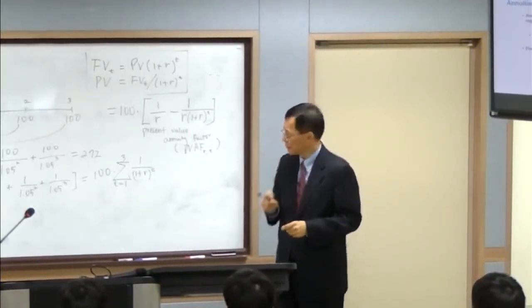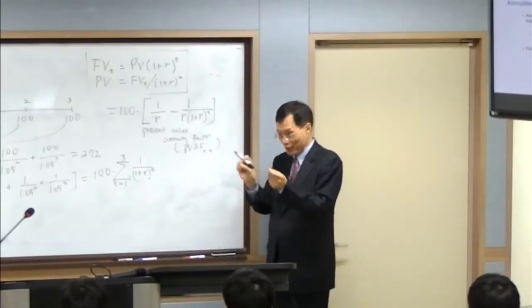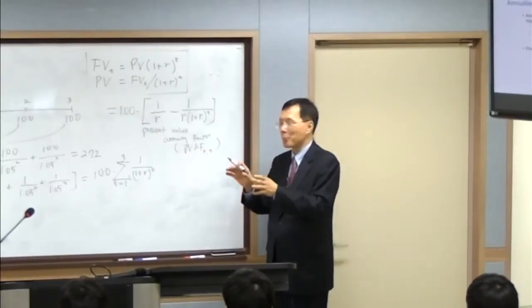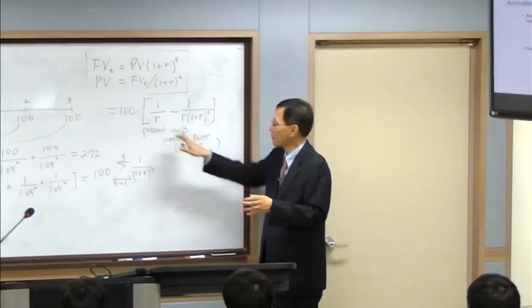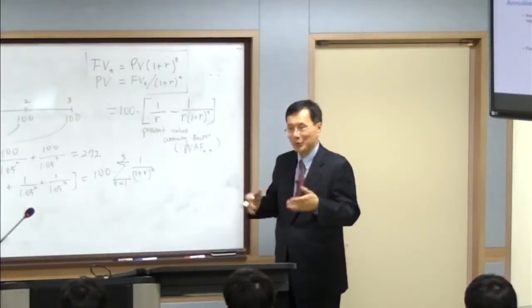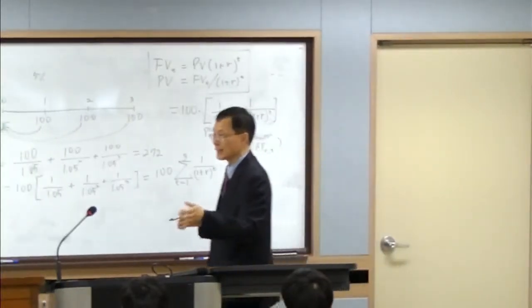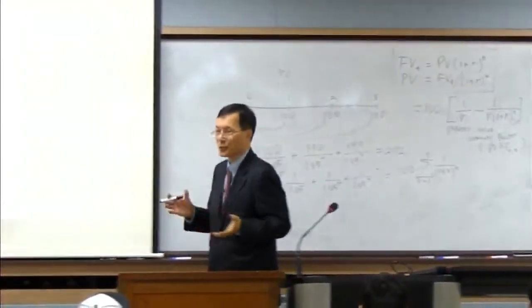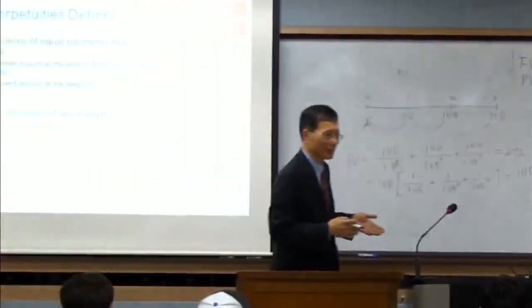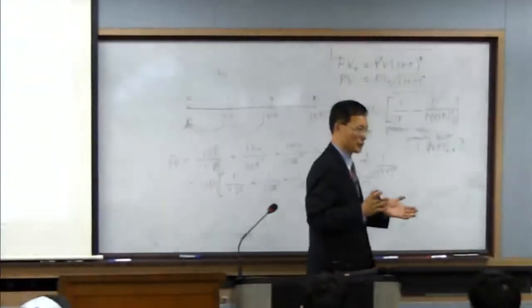And we had to read the number, present value annuity factor, times 100. That's what we did. But with a calculator handy, like yours, there's no need to use the table.